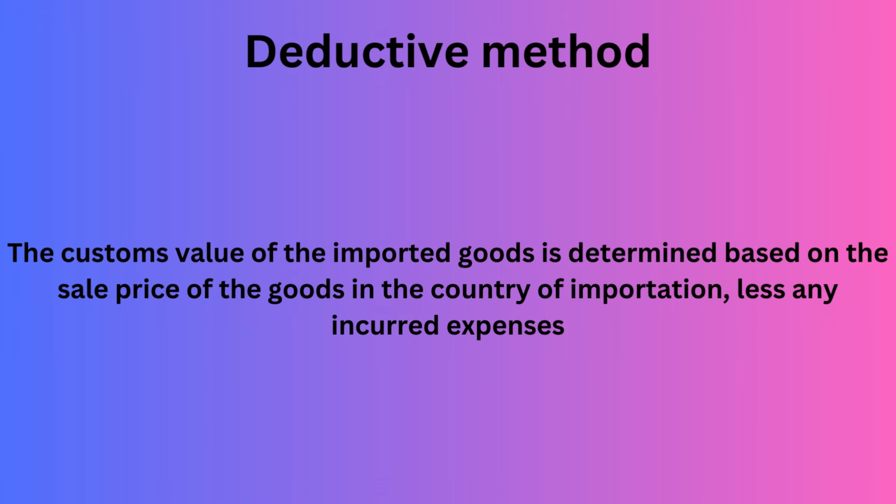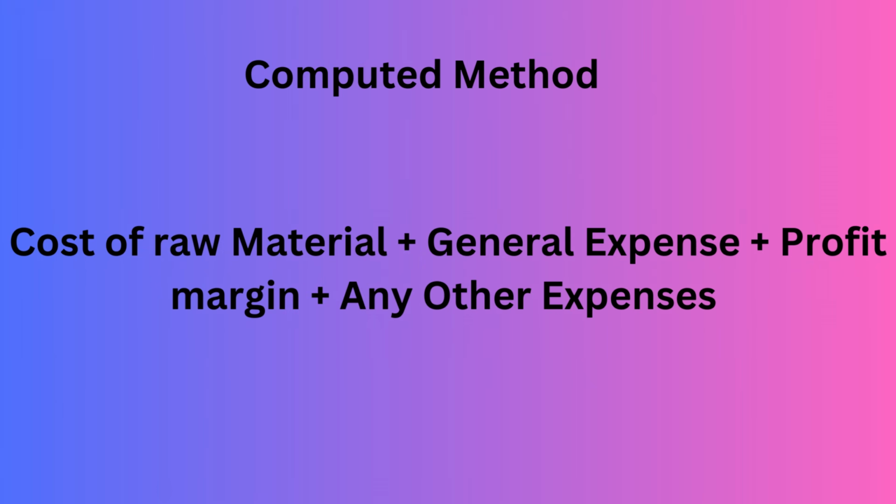Now the computed method. I have clearly written the computed method. Custom will calculate the price or determine the product value by adding the cost of raw material plus general expense plus profit margin plus any other expense. From all those elements, the custom will reach a final price, and on that price the custom will charge the import duty and the other relevant taxes.